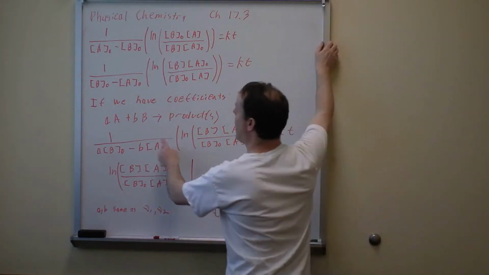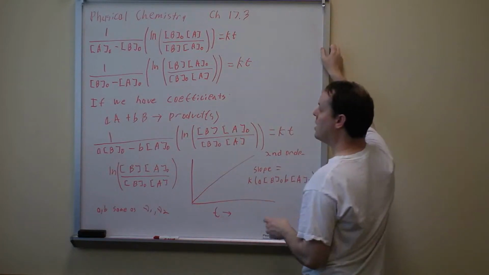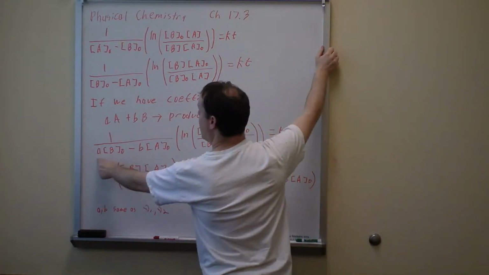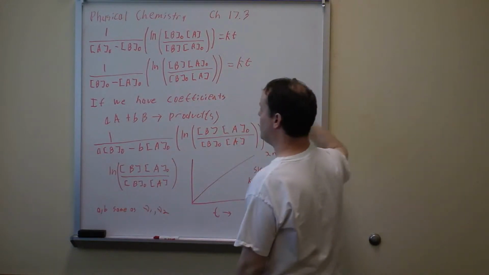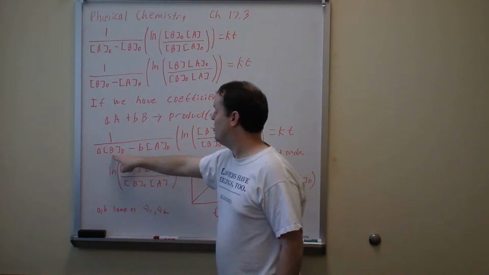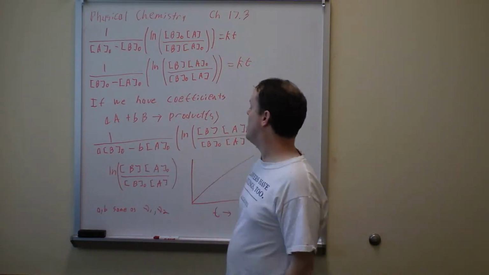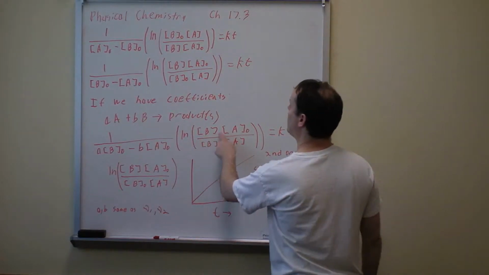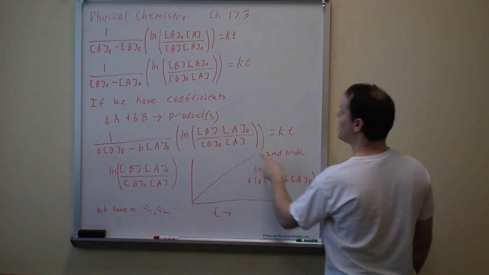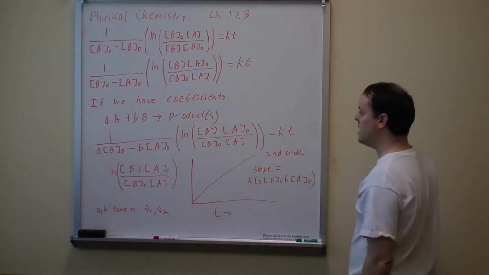Now, if we did have coefficients A and B like this for products, then what we have to do ends up being almost exactly the same. The A ends up here, the B equals here. So you end up with 1 over the coefficient A times the initial concentration of B minus the B times the initial concentration of A, times the natural log of the concentration of B times the initial concentration of A divided by the initial concentration of B and the initial concentration of A, equals kt.